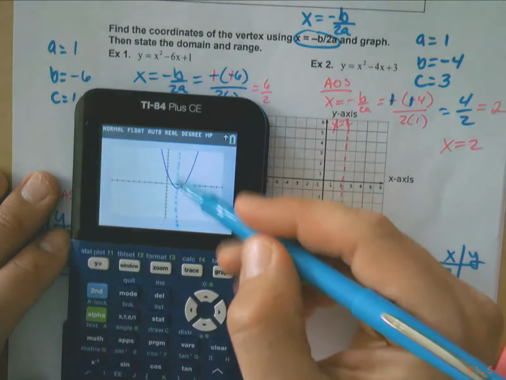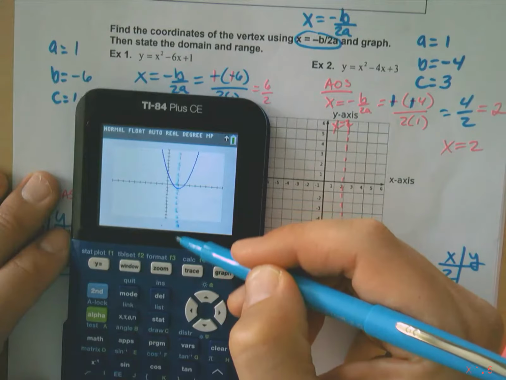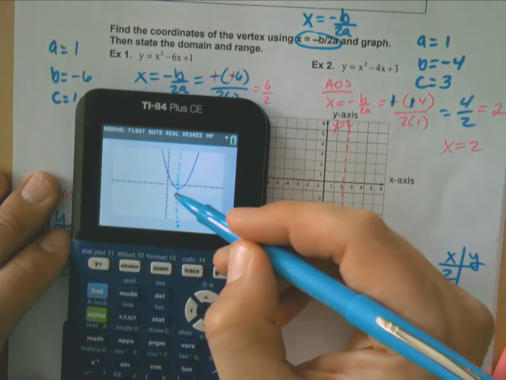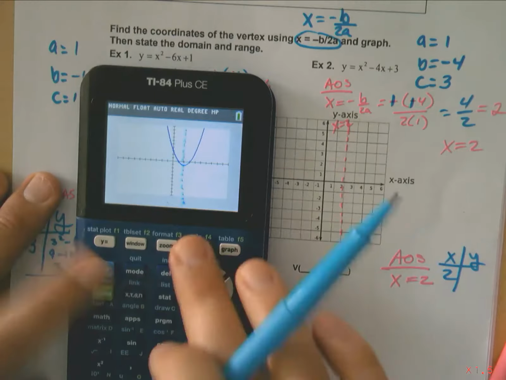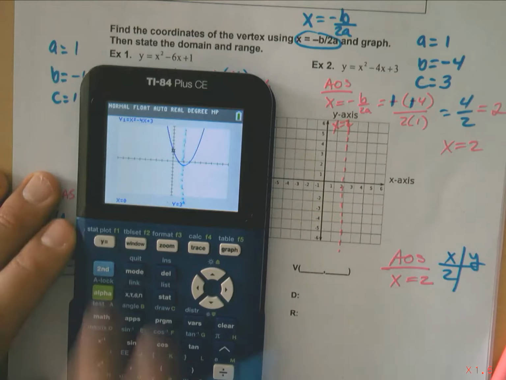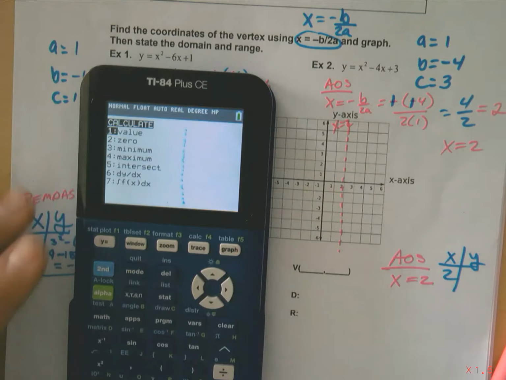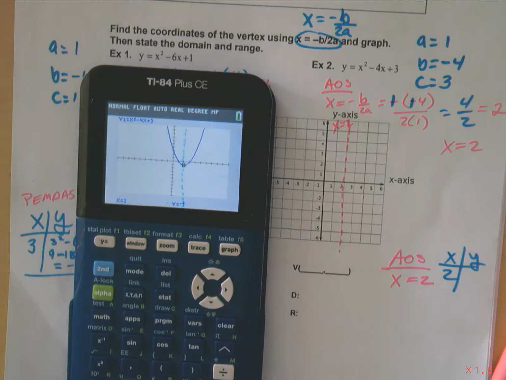So I've got my little axis of symmetry that I drew in, and then I want to find out, well, what's that coordinate point? Well, what we can do is we can go second trace. So second trace is my calculate menu, and this allows me to plug in values. So if I press value number 1, I can plug in any x value I want. So if I want to plug in 2, just type in 2, enter, and it allows me to type it in. If anybody's working with their graphing calculator and they're not getting this graph, let me know.